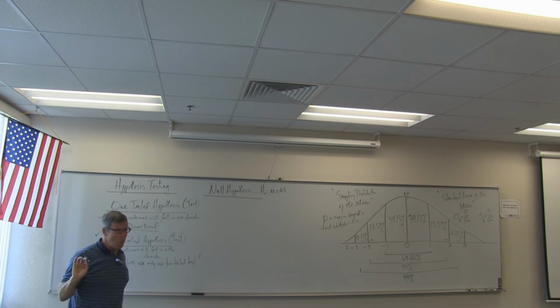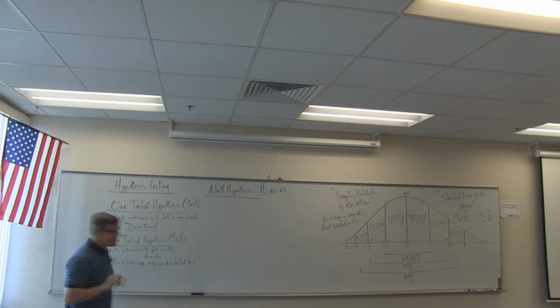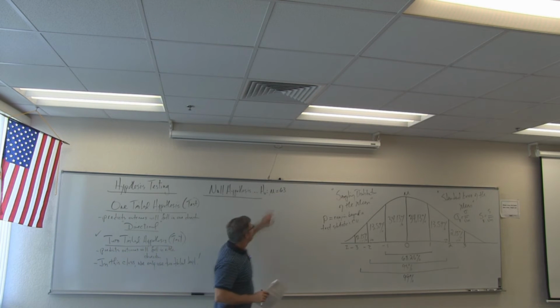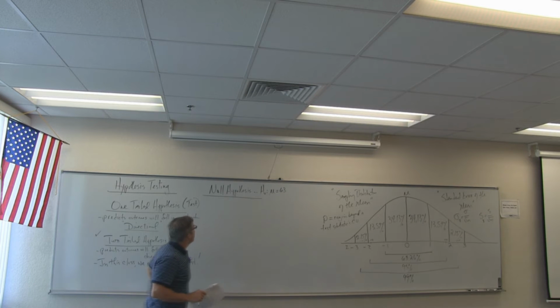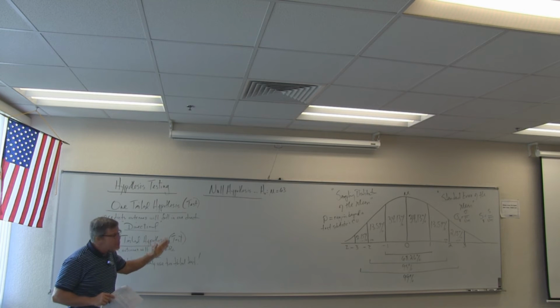The statement of no. Is that mu? Yes, that's a mu, it's not an m. The population mean. We always write the null and the alternative in population parameter symbols. Hypothesis testing is all about population parameters, how a sample relates to population. We're going to see that in about 10 minutes once we start examples.